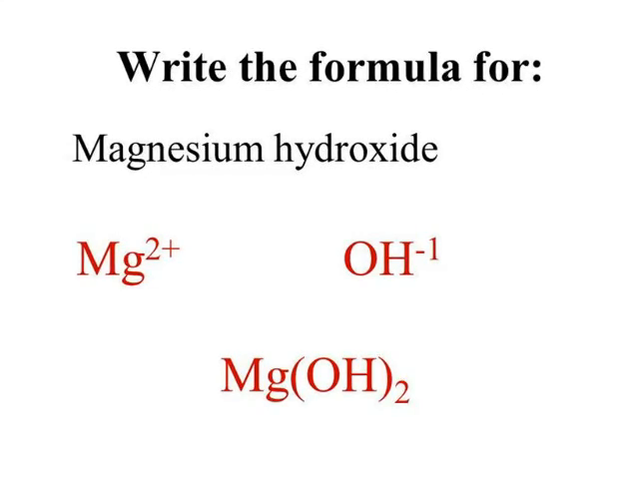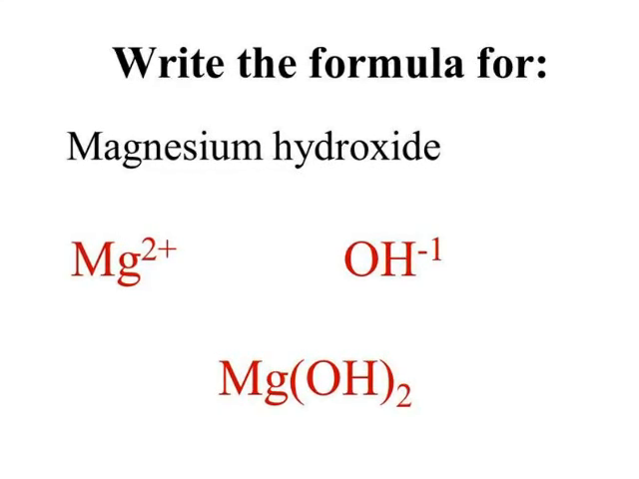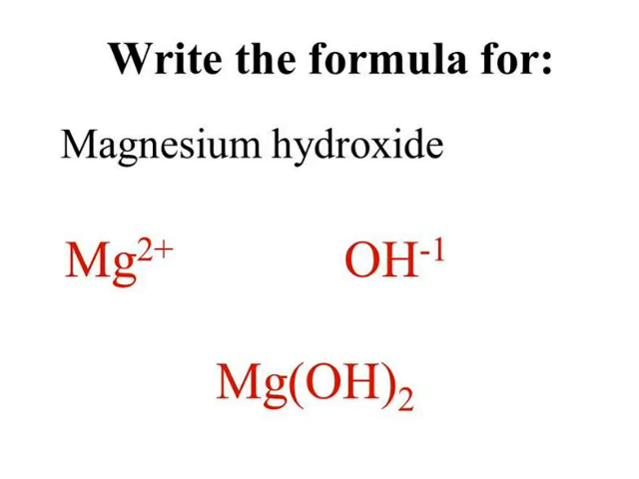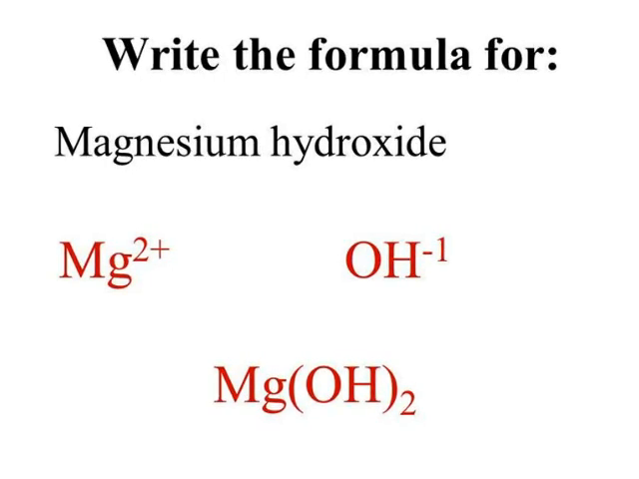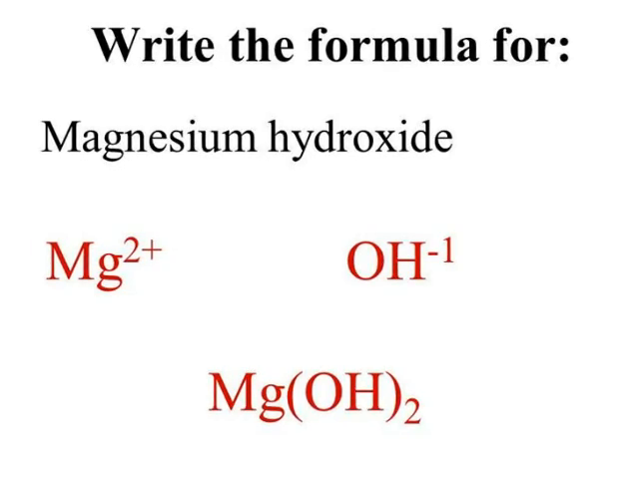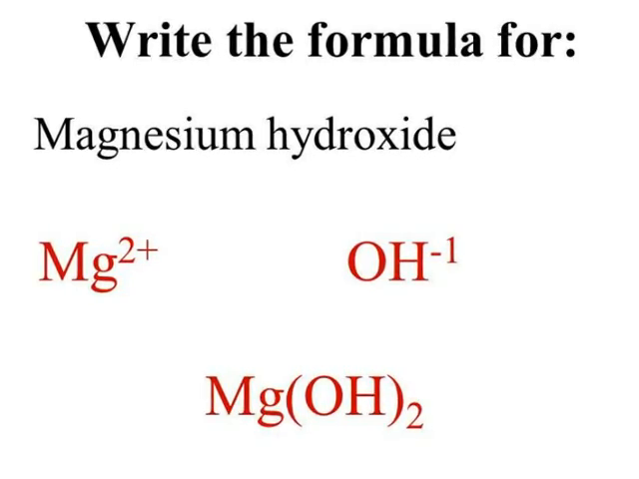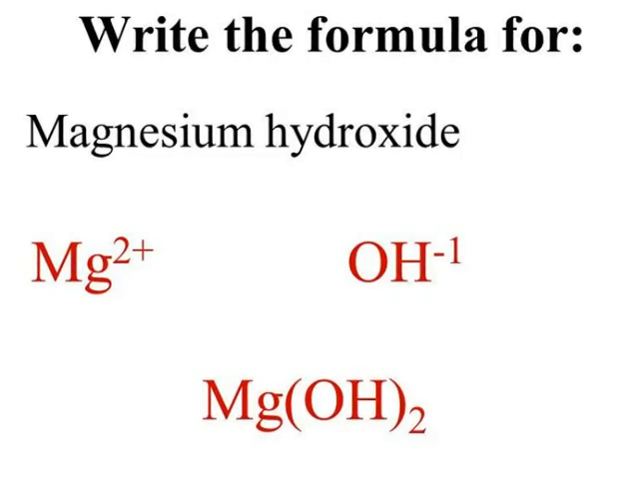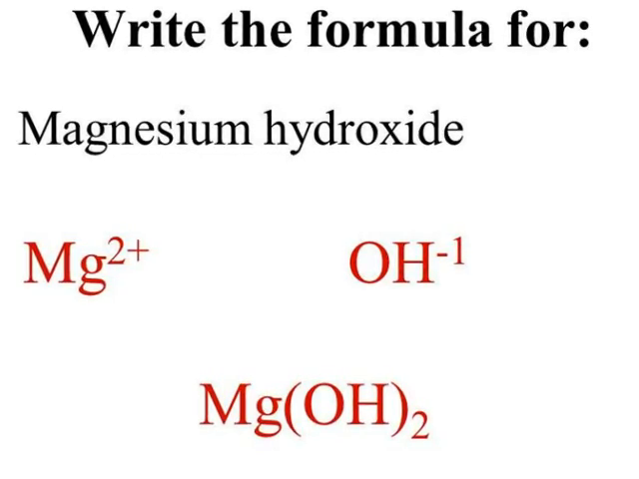Magnesium hydroxide. It is very common for students to bring the 2 down from the magnesium charge, but forget to put parentheses around the hydroxide. Every polyatomic ion that you're going to put a subscript on needs to be enclosed in parentheses.